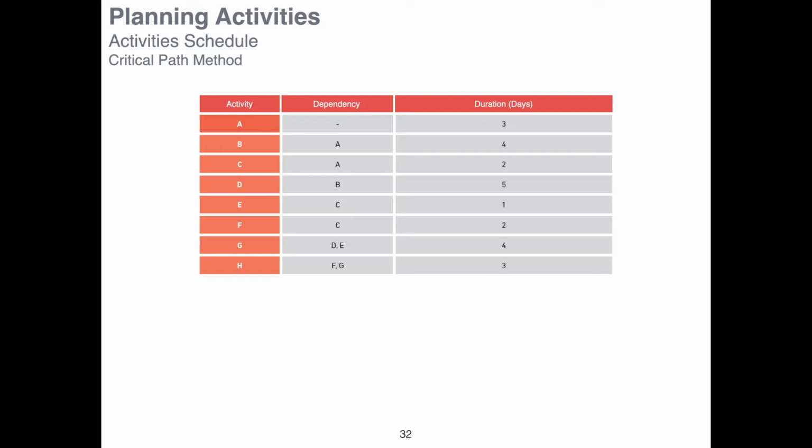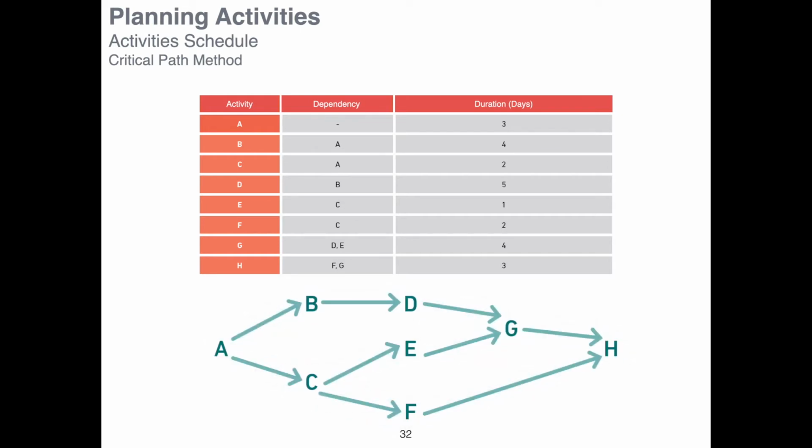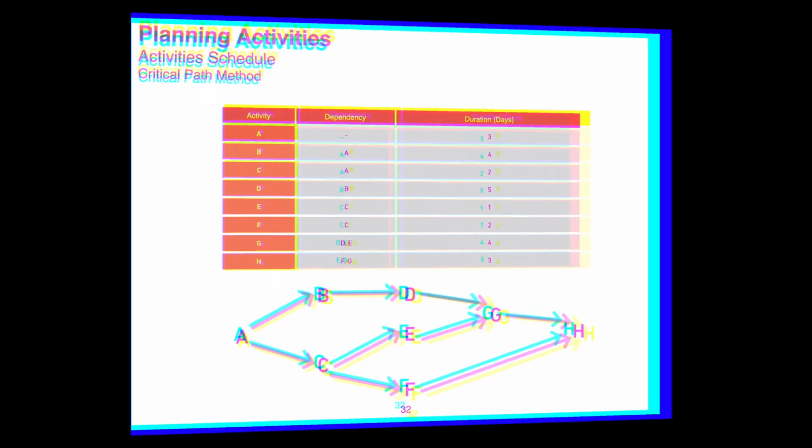The next step is to define the duration of the different activities. Activity A will have a duration of 3 days, activity B will have a duration of 4 days, activity C a duration of 2 days. Once you have established the dependencies and durations, the next step is to present in a graphic format the dependencies between the different activities. And you prepare a diagram like this, where you see the dependent activities and the relations between them. Once you have that, you can move to the next step of the method.